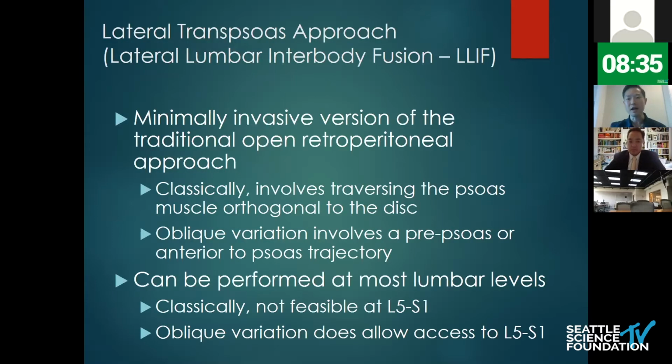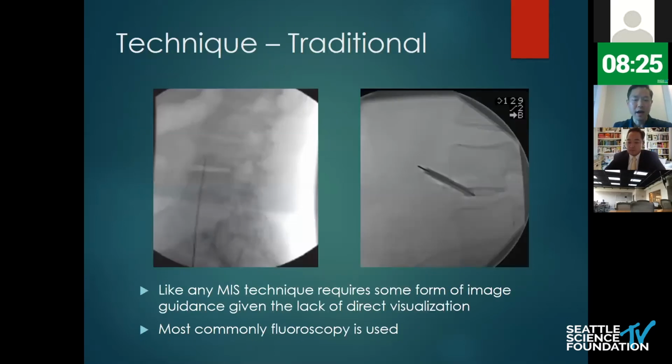So we've talked about the rationale for laterals ad nauseam, and there's a classic orthogonal approach, trans-psoas, and then there's oblique or pre-psoas variants. I'm not going to dwell on that at all. So the traditional technique obviously is fluoroscopic based, as we saw in the cadaver lab. Rod spoke to this as well, and it's predicated on getting good views. That's how you're safe with MIS procedures, and it's no different for the lateral approach.